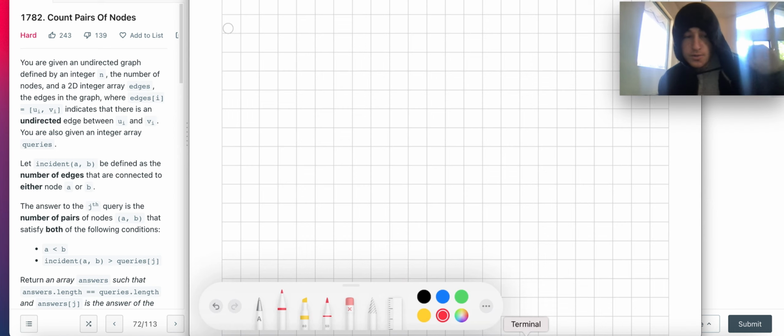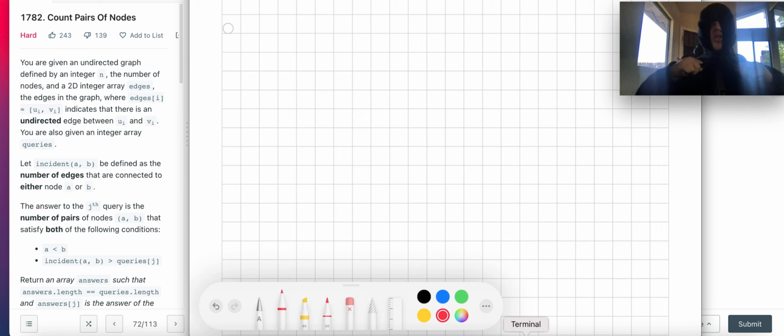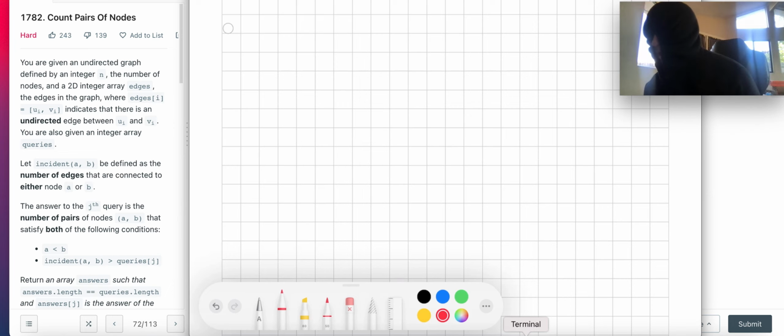1, 7, 8, 2. Count pairs of nodes. This is a hard problem, don't you know? All right, problem 1782. 1 plus 7 equals 8, minus 2 equals 6, plus 1 equals 7. Notice that crazy cycle? Yeah, me neither. Okay, so let's get right into this problem.